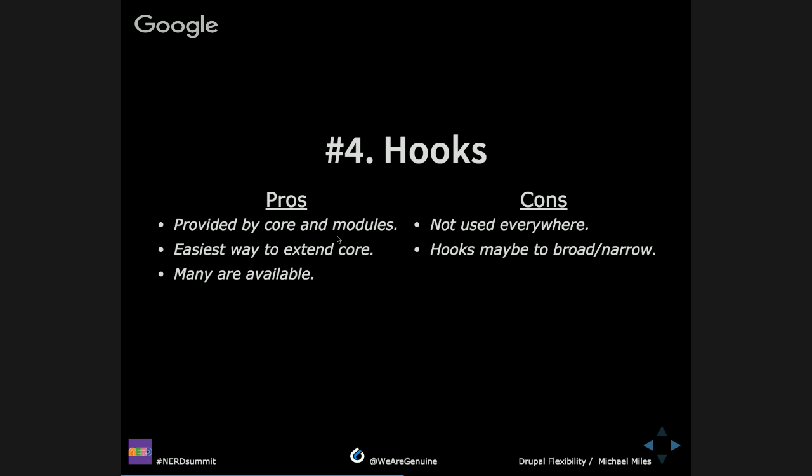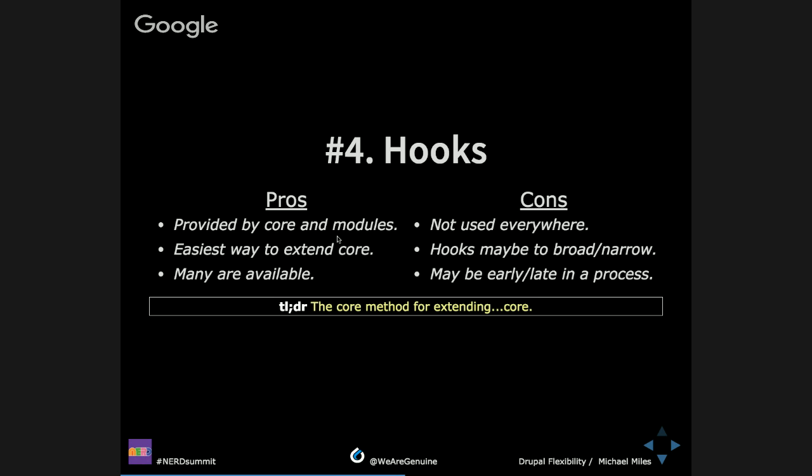Hooks you do find may also be too broad or narrow. So there may be a hook to manipulate a whole menu instead of just a specific menu item. And then hooks may happen either too early or too late in the process. So there may be a hook in the case of menus that allows you to mess with the menu after it's been turned into HTML but before it's been sent to the client, and you want to interact with it before the PHP array gets turned into HTML. TLDR of using hooks, they are the core method for extending core. It's how you extend core.